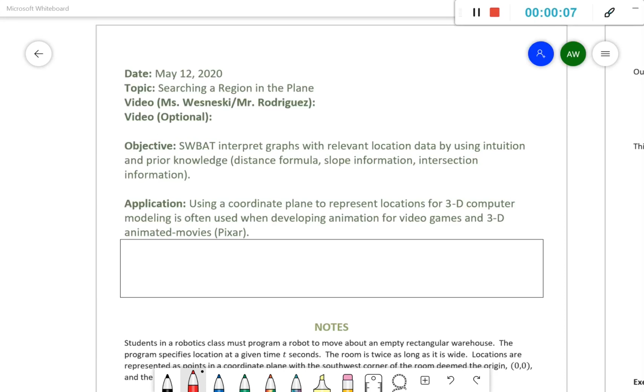Hi everyone. Today our topic is searching a region in the plane. So essentially what we're going to do is make a rectangle on a coordinate plane and talk about how movement within that rectangle can reflect movement in real life.